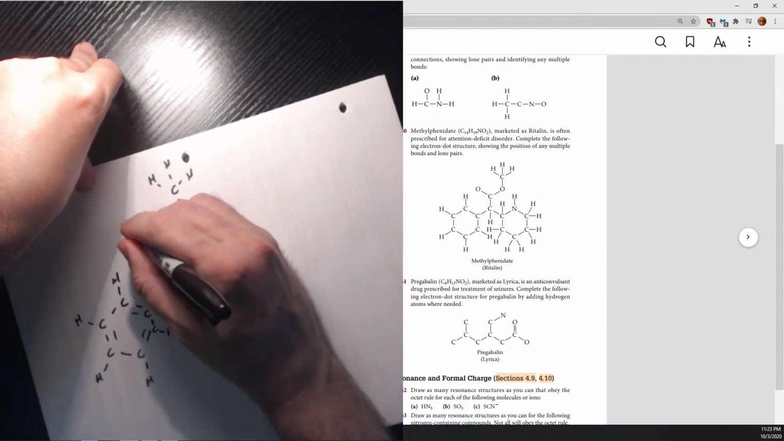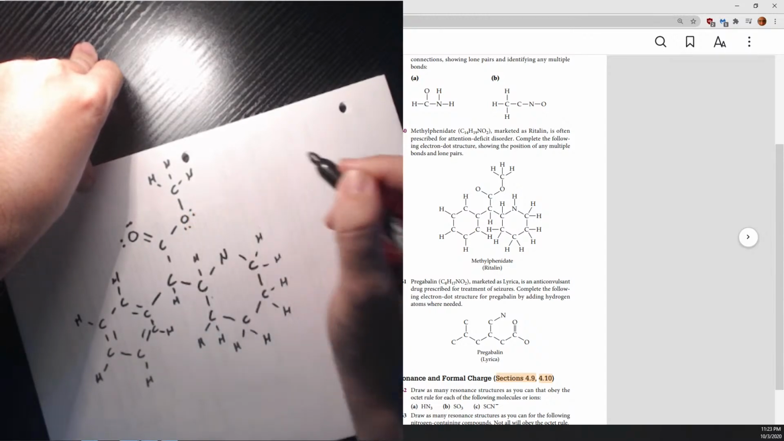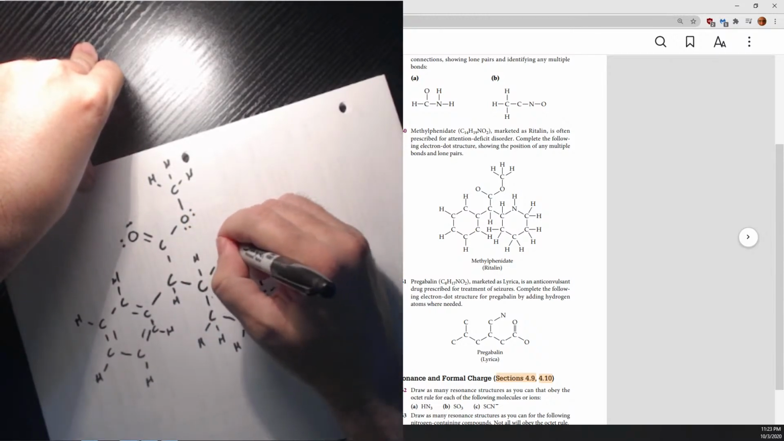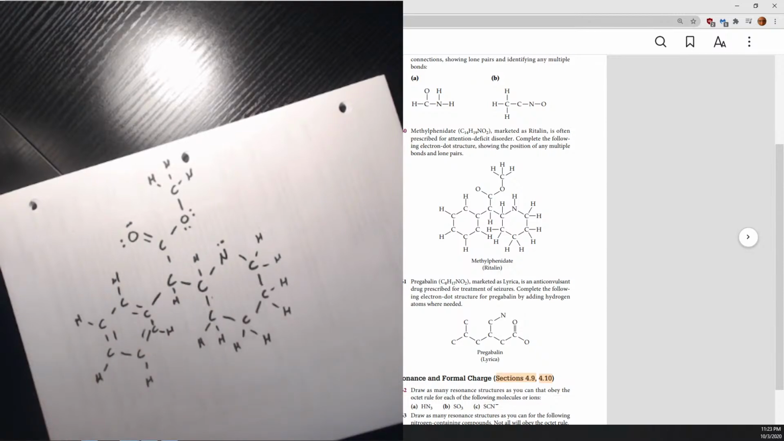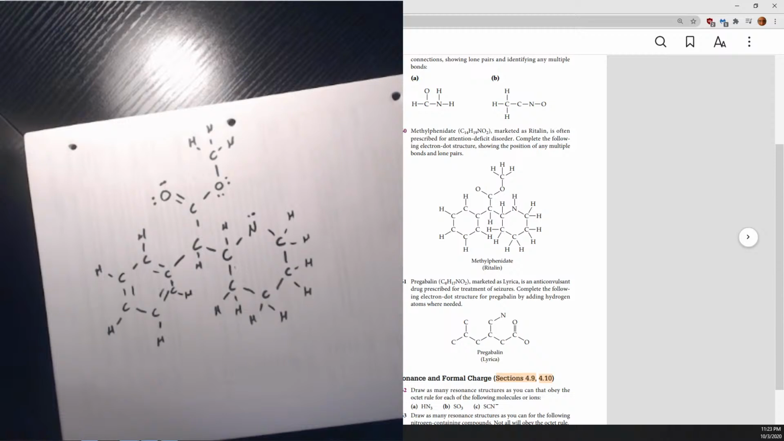This oxygen is going to need a double bond and lone pairs. This oxygen is going to need lone pairs. And this nitrogen will need lone pairs. Okay, so that's Ritalin. Interesting. A saturated pyridine ring, and then a benzene ring. I did not know that's what Ritalin was, and I will probably forget it very quickly. That's not the sort of thing that you recall.